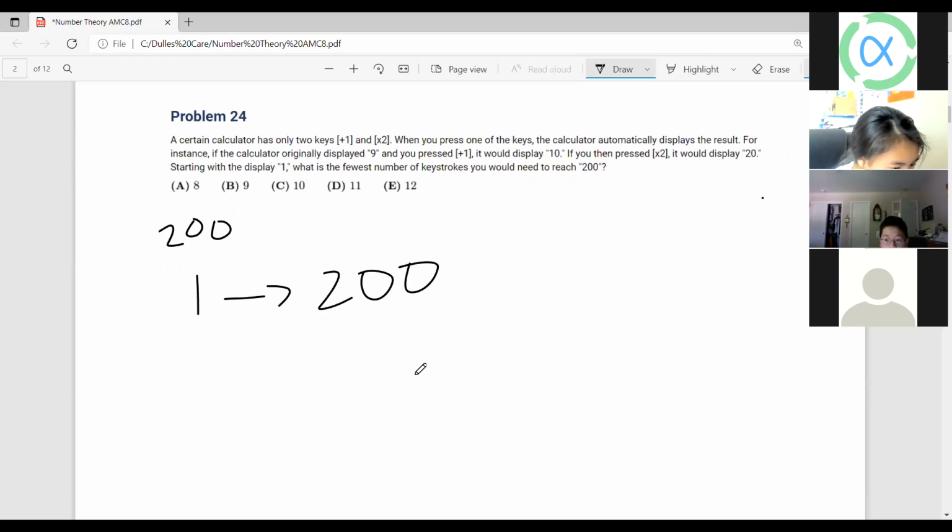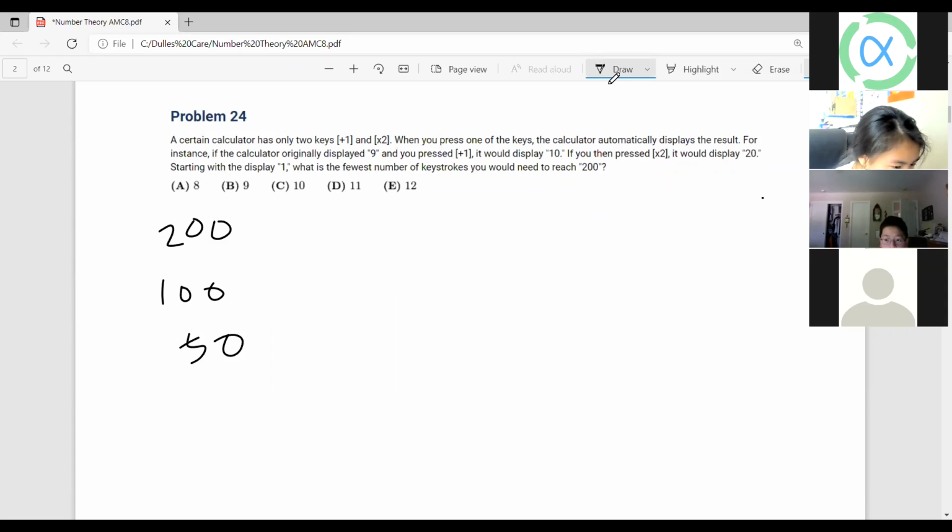But the easiest way to do this would actually be working backwards. So first what you do is you take 200 and then you divide by 2. 100. Because that's the fastest way to get from some number to 200, just multiplying 100 to 200, that's the fastest way. You only need 1 keystroke. And then you go from 100 to 50.